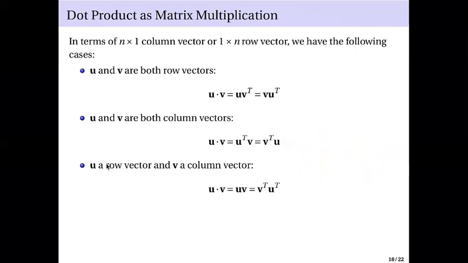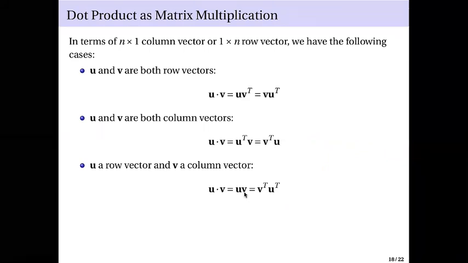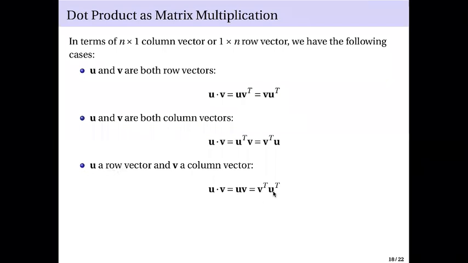If u is a row vector and v is a column vector, then you just have u dot v equals u v, because this is already row, this is already column. And if you get the transpose, column vector becomes row vector, row becomes column. So v transpose u transpose. So this is for u row vector, v column vector.